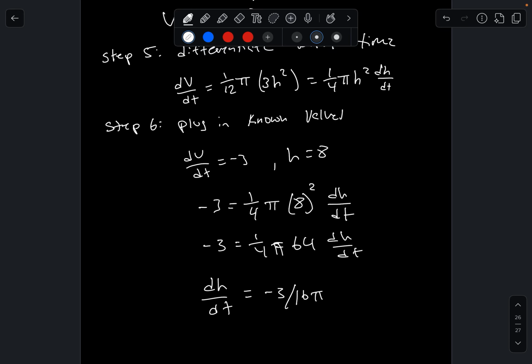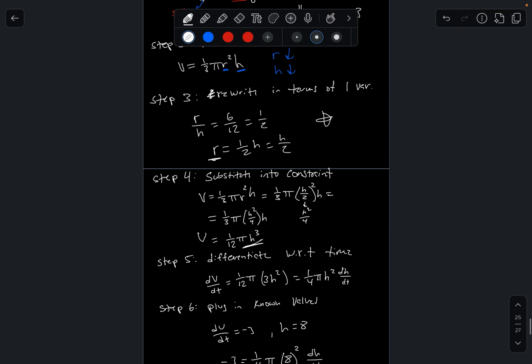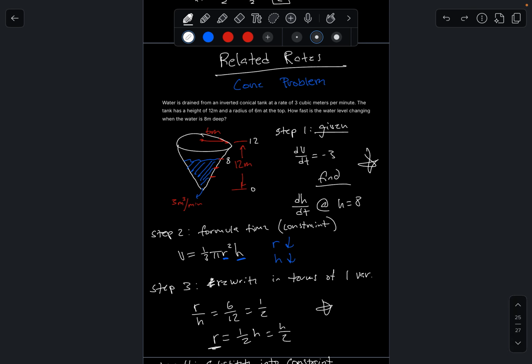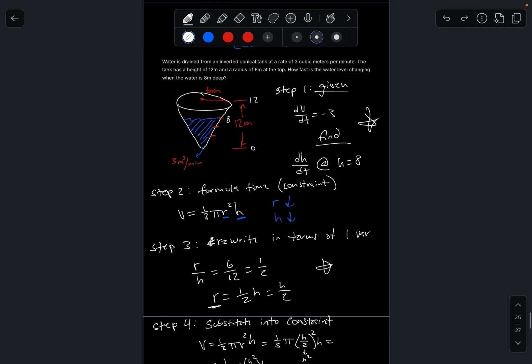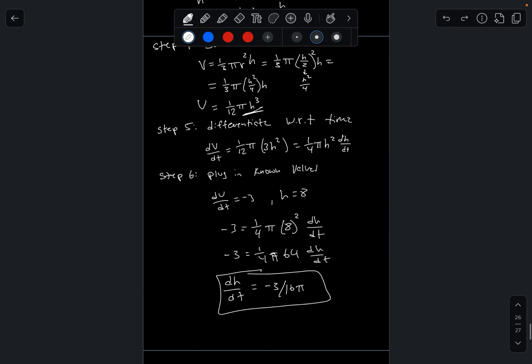The negative sign makes sense because the water level is falling, it is decreasing. And yeah, there you go. So see how we didn't even need to use the radius given? That is very common in related rates and optimization problems. Sometimes they give you more information than you need to confuse you, but don't worry. Take these steps and you should be able to solve any type of water tank volume problem in the future.